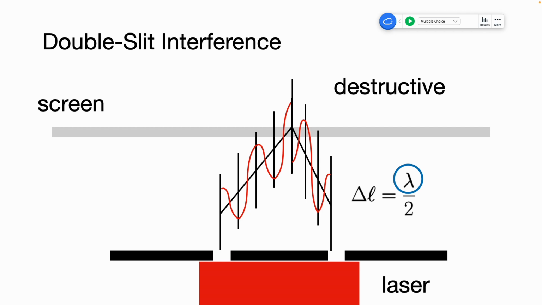This delta L is just geometry. It doesn't matter which color you use, this geometry is always the same. So if you have a longer wavelength, you need to shift to the side more for this path difference to reach half of your wavelength.